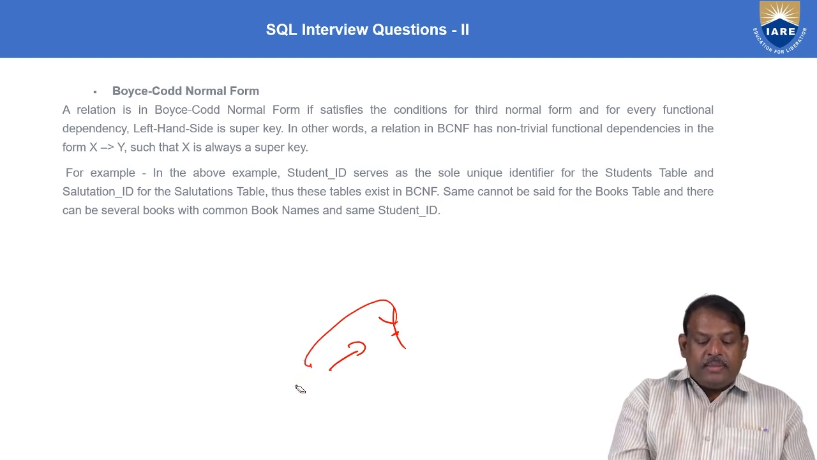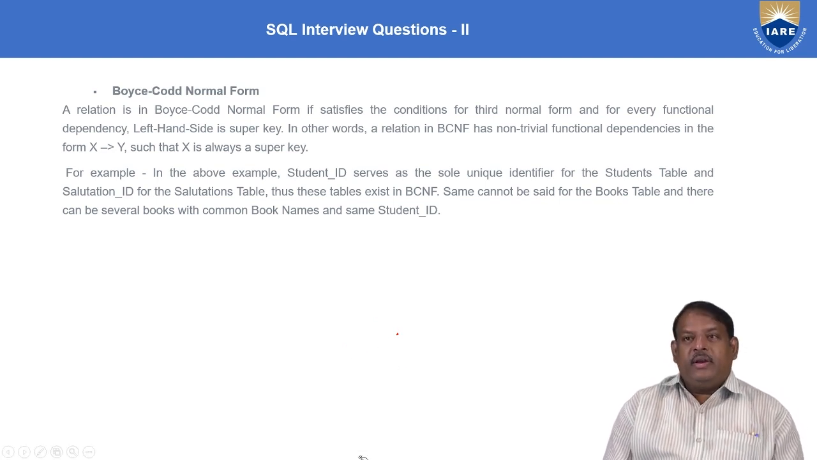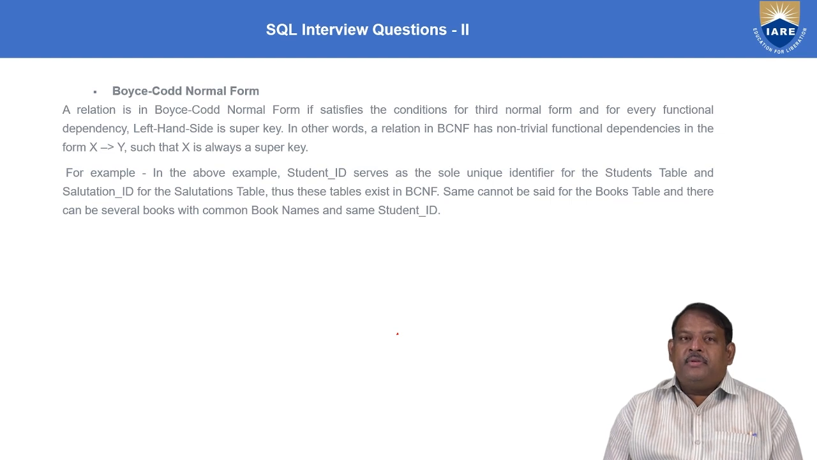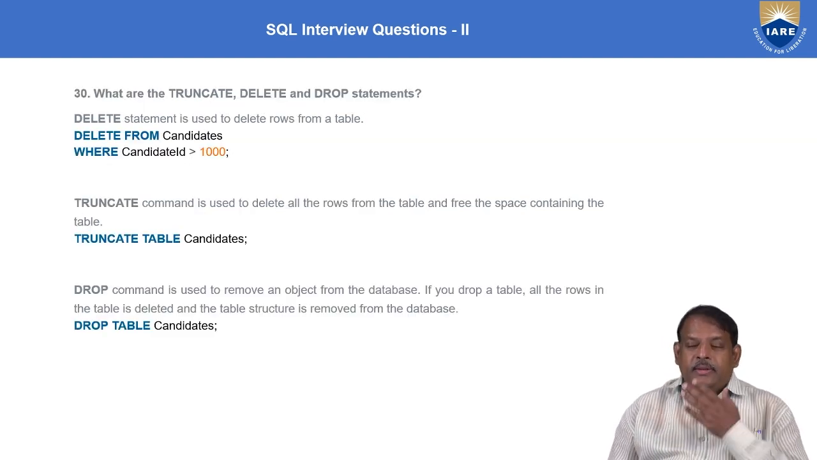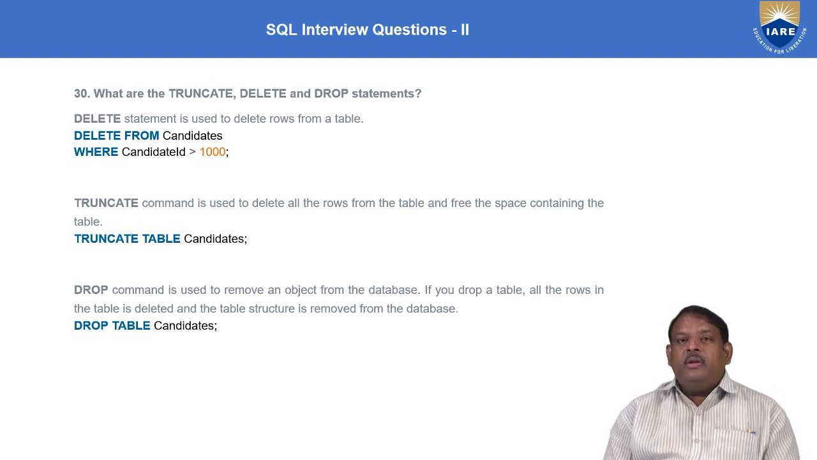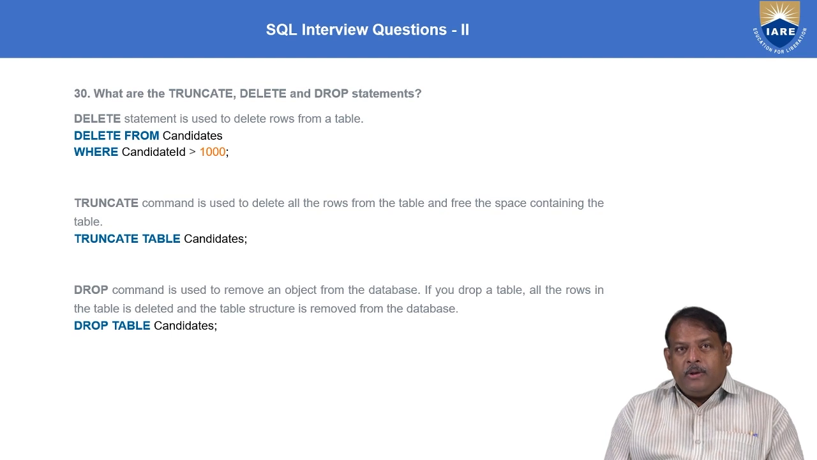For example, in the above example, student ID serves as the sole unique identifier for the student table and the salutation ID for the salutation table. Thus, these tables exist in BCNF, and the same cannot be said for the books table, as there can be several books with the same common name and same student ID. If you are able to achieve up to 3.5 normal form, then you are good.